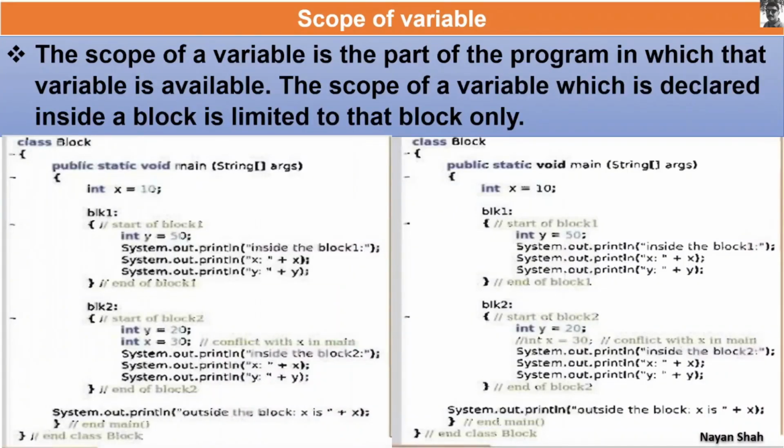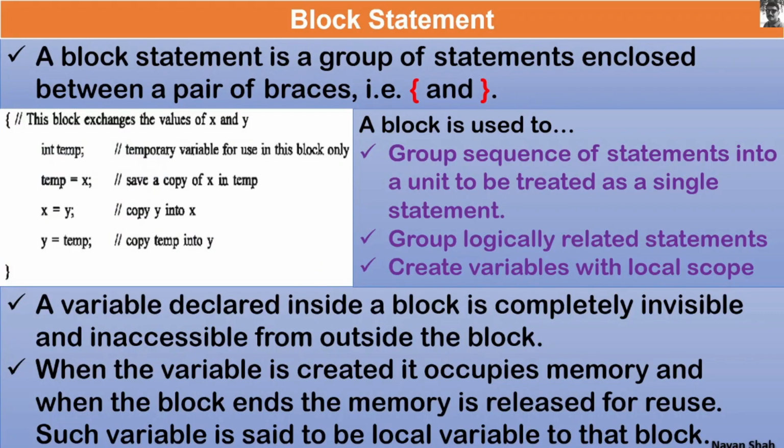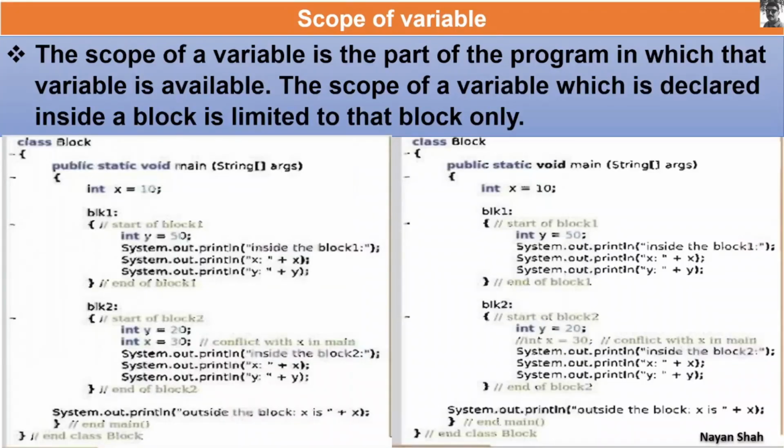Now, scope of variables. The scope of a variable is the part of the program in which that particular variable is available, visible and accessible. The area of the program, the statements of the program where that variable is available for use, is called the scope of that variable. The scope of a variable which is declared inside a block is limited to that block only. We already saw in this example that the visibility of the temp variable is only within this block, and the variable temp is not available outside this block.